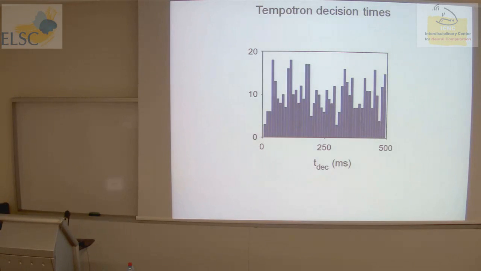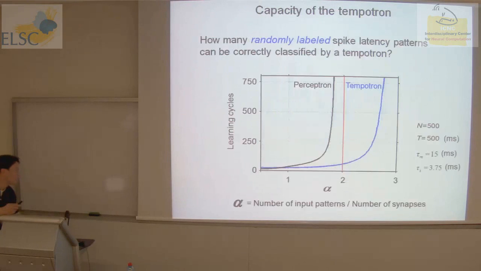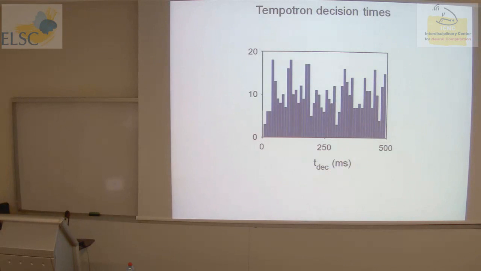You have two parameters. How do these affect the performance? These parameters are complex. So what David is asking is, how do the membrane time constant and the synaptic time constant affect the performance? Okay, but first let me talk about the decision time.